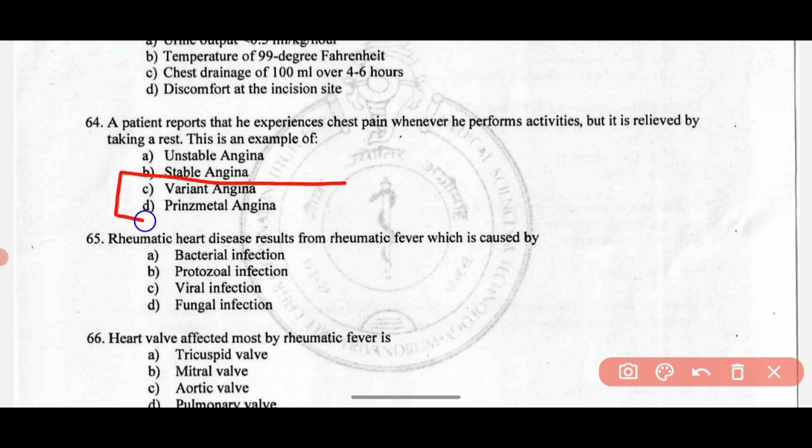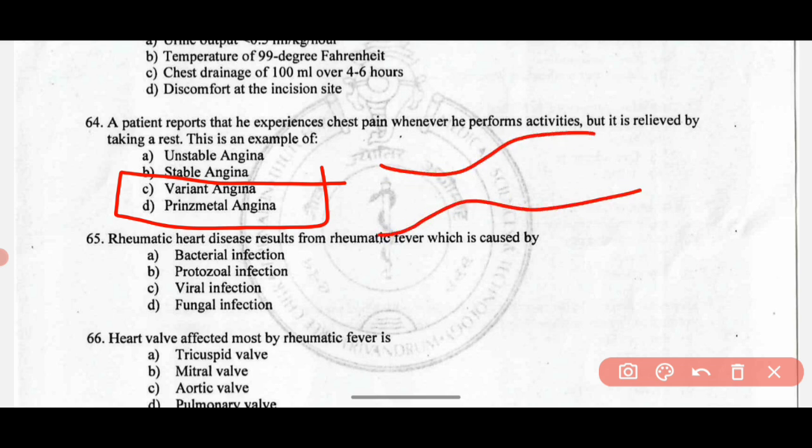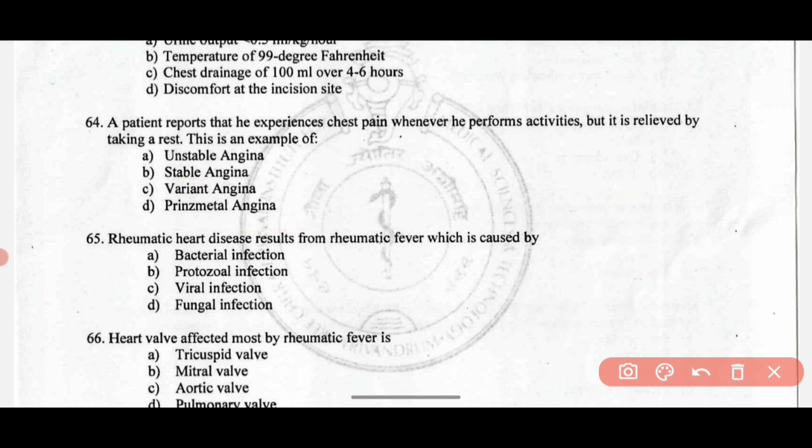Variant angina is also called what? Prinzmetal angina. It is caused because of spasm of the coronary artery. Because of that, there is decreased blood flow to the myocardium. In that situation, the patient will experience Prinzmetal angina, also called variant angina. Usually they will give NTG, nitroglycerin, to dilate the blood vessels, and adequate blood flow will be maintained in the heart. You can treat that immediately.